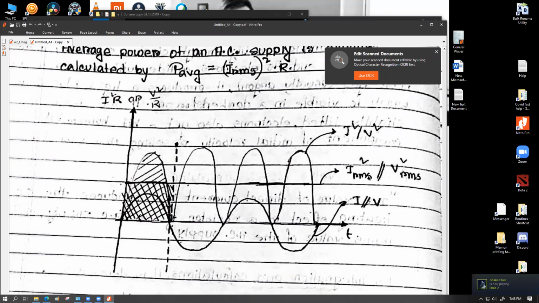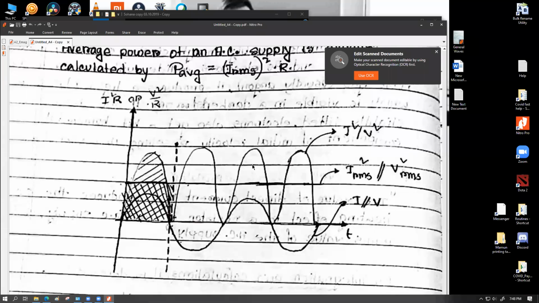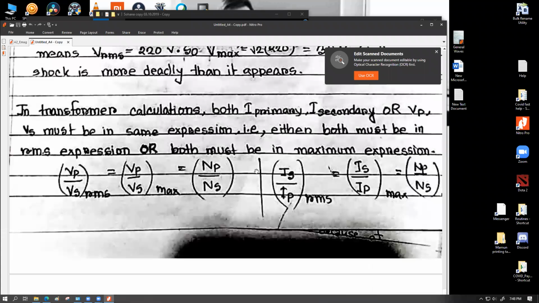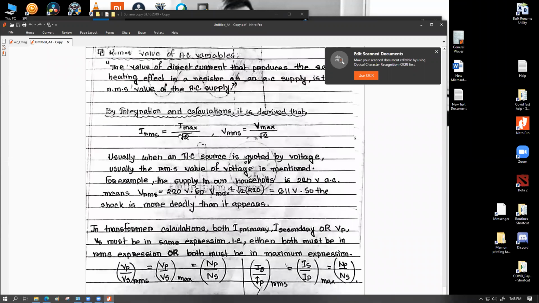There is an integration process to calculate this, which I'm not showing you, but this is a graphical representation of where the RMS comes from. Technically speaking, the same heating effect as a DC current can be obtained from an AC voltage. That value of the DC current is the equivalent RMS current value of the AC supply, and the same goes for the voltage. Mathematically, it can be derived that the RMS value equals the maximum value divided by √2, or voltage RMS equals maximum voltage divided by √2.